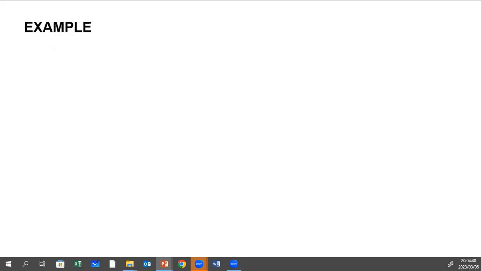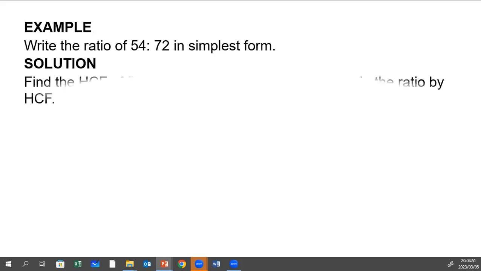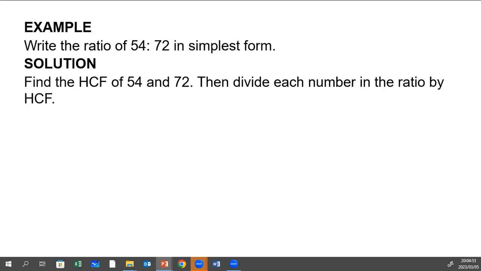Now, here's an example. You need to write the ratio of 54:72 in the simplest form. You will first prime factorize 54 and then prime factorize 72 and divide each part of the ratio by the highest common factor. Highlight the common bases and take the base with the lowest exponent to make it part of your highest common factor.